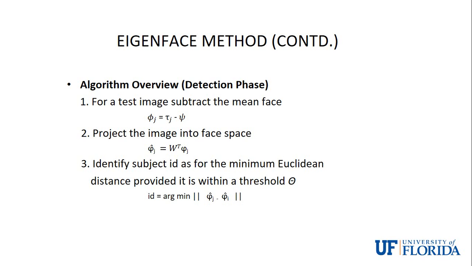So here I'm going to give an algorithm overview of the detection phase. The mean phase is again removed to remove the redundancy. The resultant image is then projected into phase space, and in step 3 we identify a subject ID for the minimum Euclidean distance, provided it is within a particular threshold, or a no match is returned. Alternate distance measurements could also be employed here, like the Mahalanobis distance.